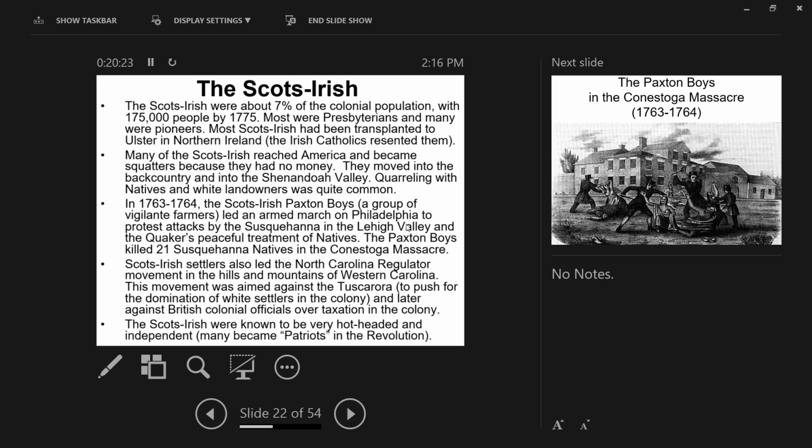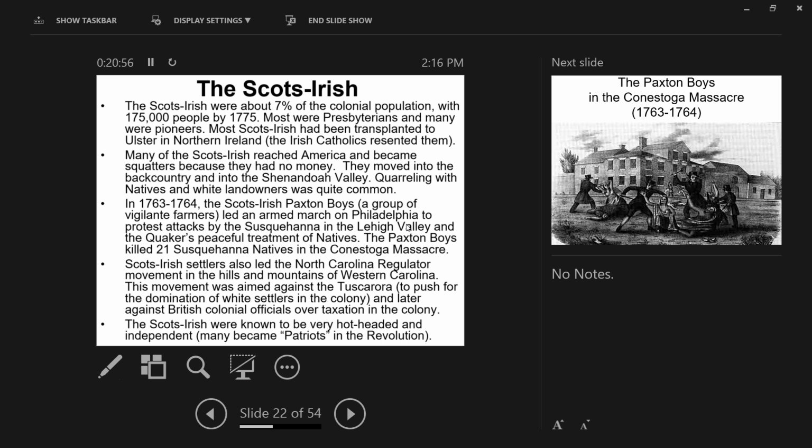It's crazy how much the events of Lexington and Concord eclipse all the other events that are going on at the start of the Revolution. Because there's tension in Virginia, there's tension in North Carolina, among other places. But the first shots fired in Lexington, Massachusetts, outside of Boston, and that's kind of our default on where the Revolution begins. The Scots-Irish were known to be very hot-headed and independent.